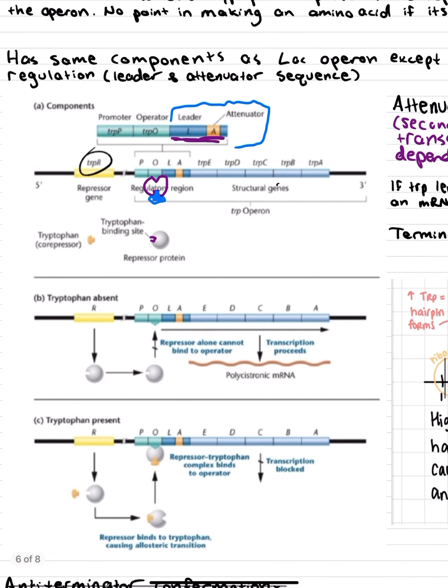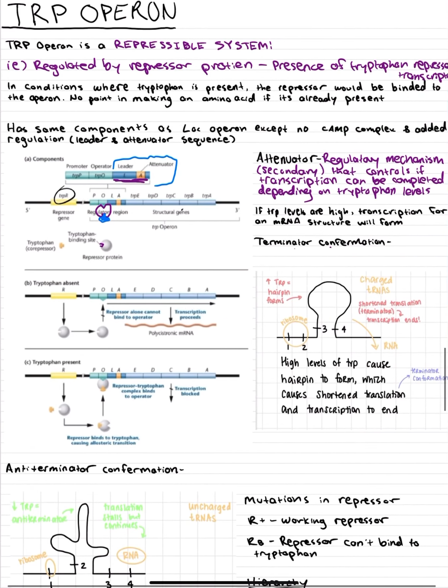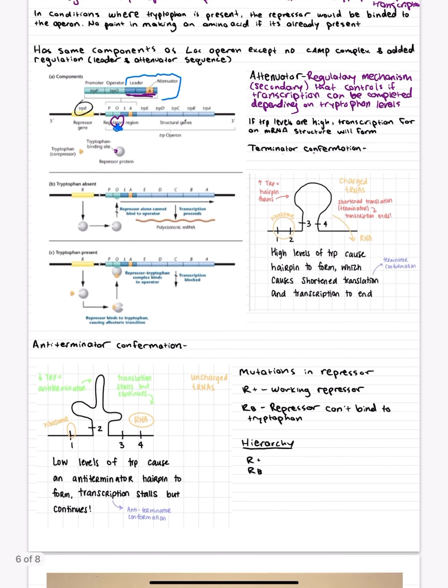So, why does that matter? Why does the rate of translation matter? If the ribosome translates slowly, it will pause due to the lack of tryptophan tRNA, and its pausing causes the formation of what is known as the anti-terminator hairpin, which allows transcription to occur. So the anti-terminator is essentially a conformation that forms when tryptophan is low, and it allows transcription to continue.